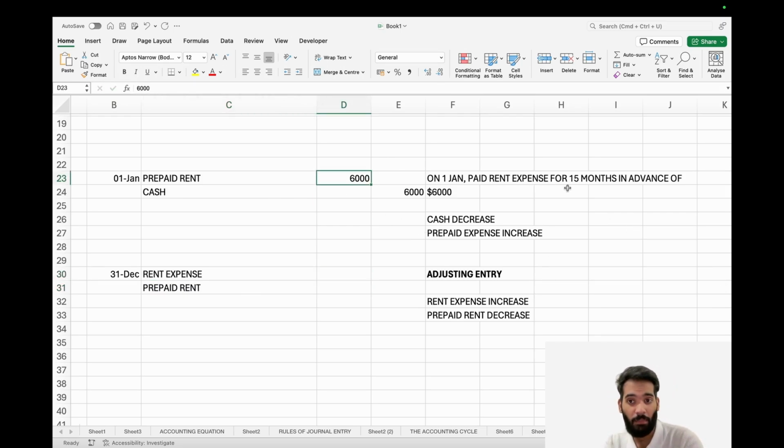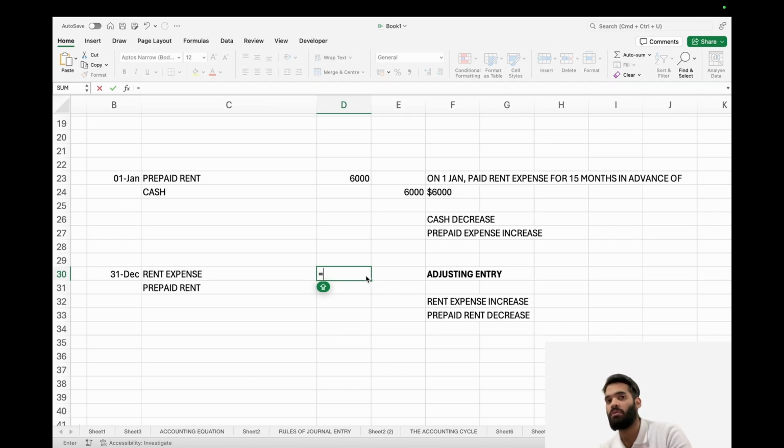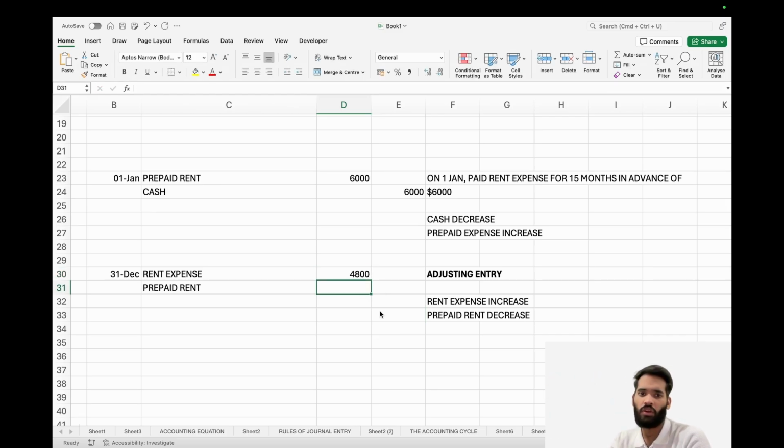Because remember, in this example, 6,000 we paid for 15 months. By the end of the year, we would have only used 12 months from January to December. So I have to take out how much of 6,000 will belong to those 12 months. The formula is very simple. Total amount divided by the number of months that it was supposed to cover, times how much we used. I hope you already have a good understanding of mathematics, right? Because this is literally a very basic way of converting a number into a portion of it. So there we go, 4,800.